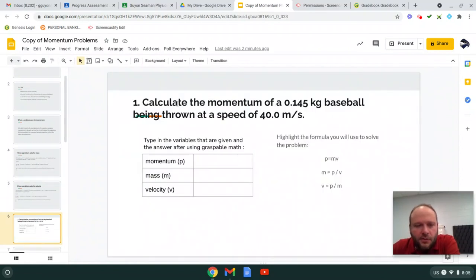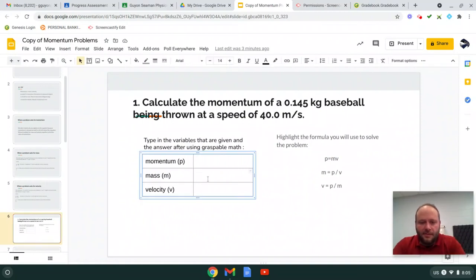Okay. So the first one says, calculate the momentum of a 0.145 kilogram baseball being thrown at a speed of 40 meters per second. So that 0.145 kilograms, the kilograms tells us that that is a mass. So I'm going to go down here and type that in, 0.145 kilograms. Okay. Notice I'm putting my unit in there. So make sure you put your units in here when you type in the numbers.